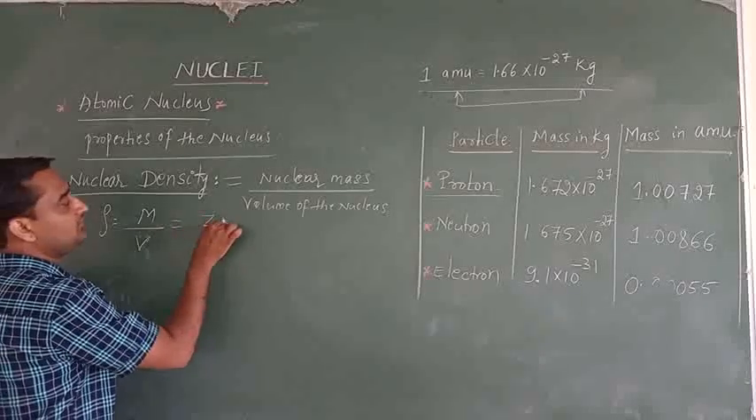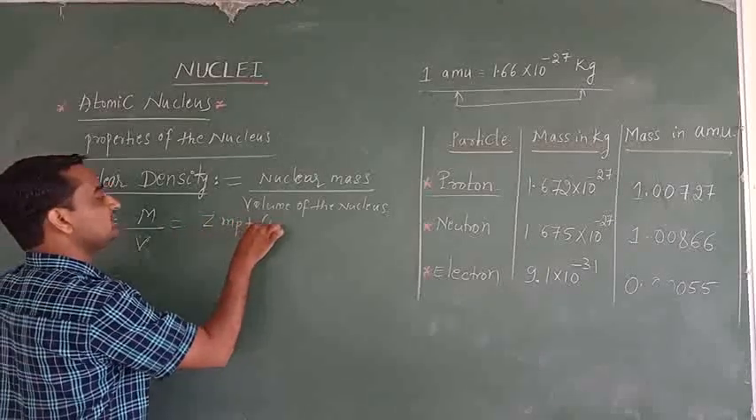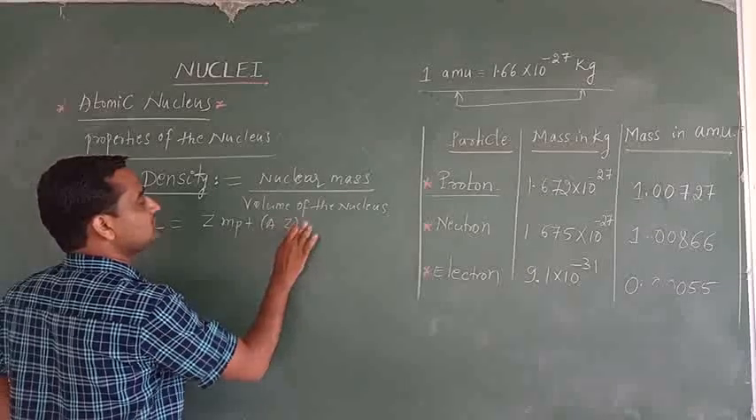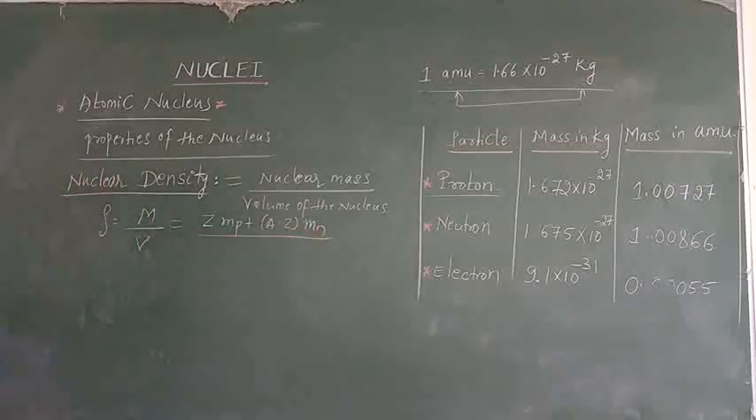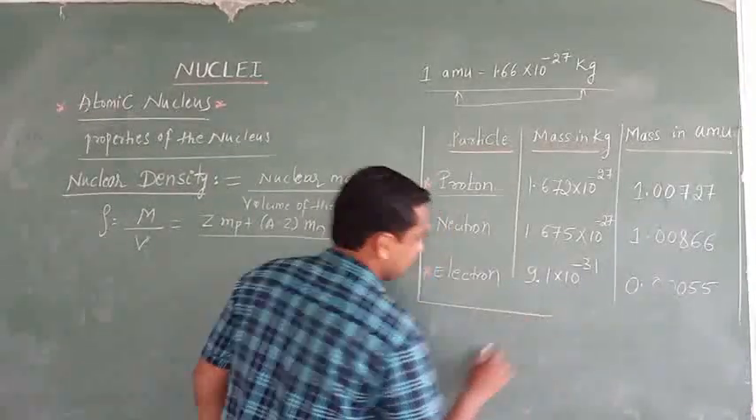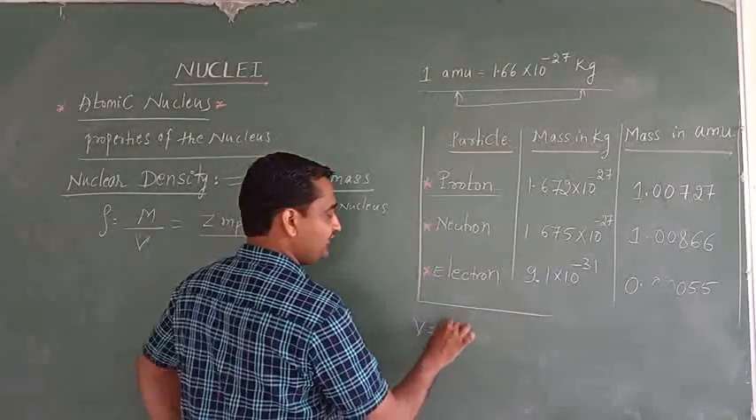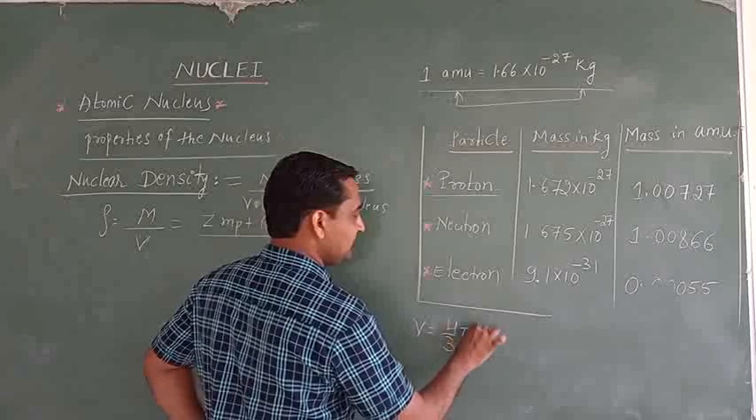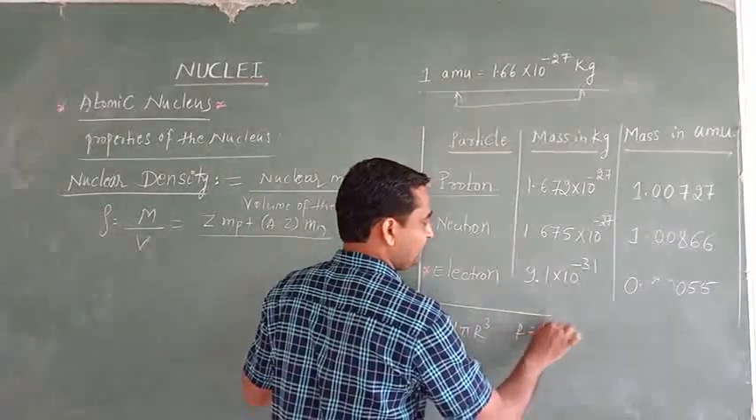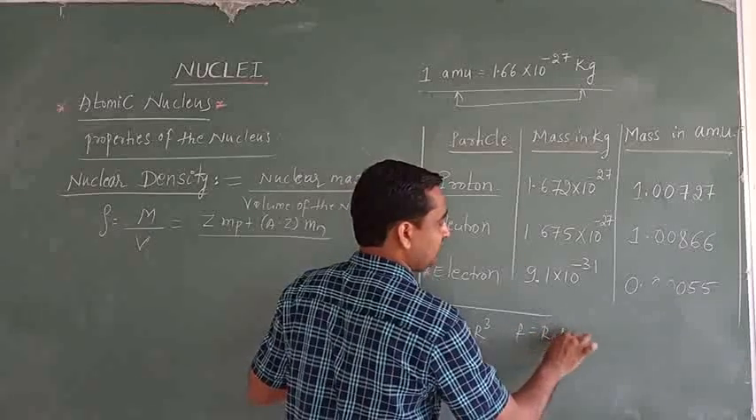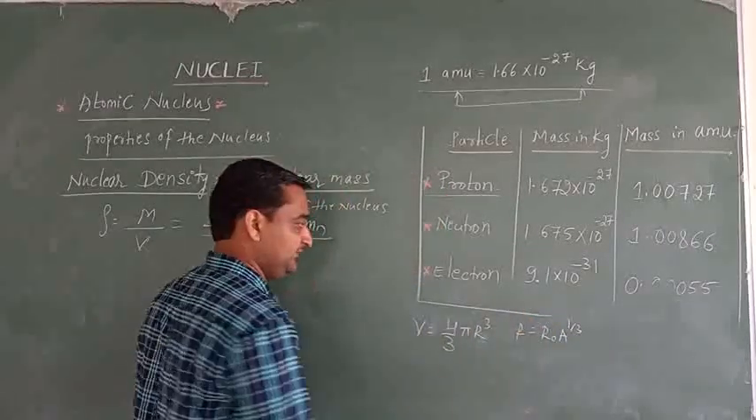Nuclear mass is equal to Z into Mp plus (A minus Z) into Mn, and the volume of the nucleus is represented as 4 by 3 pi r cube. Separately, let us calculate the volume here. Volume V is equal to 4 by 3 pi r cube. But we know that R is equal to R naught into A to the power 1 by 3.